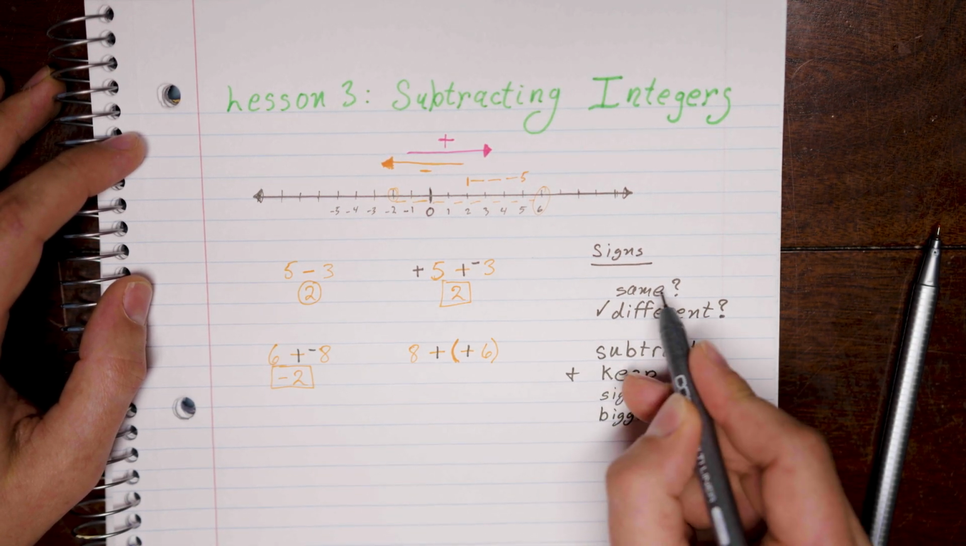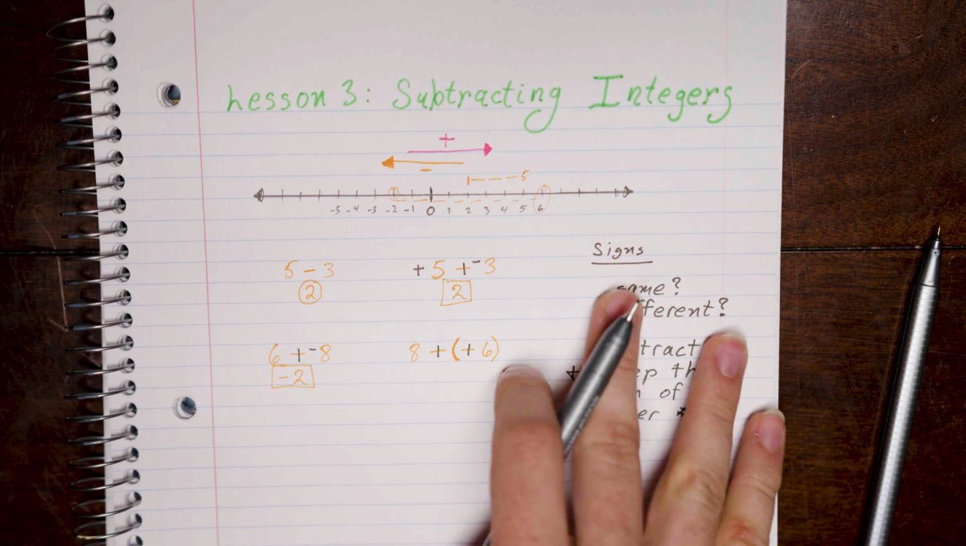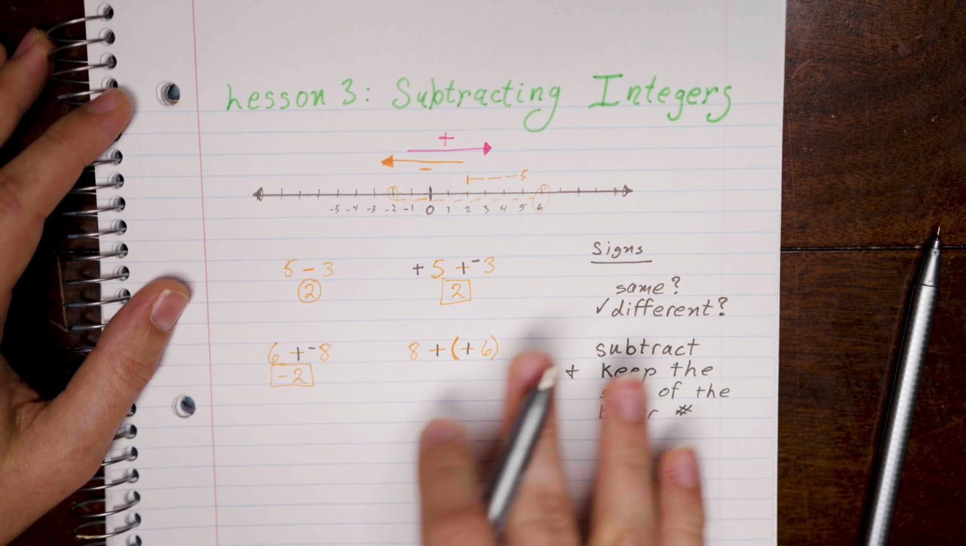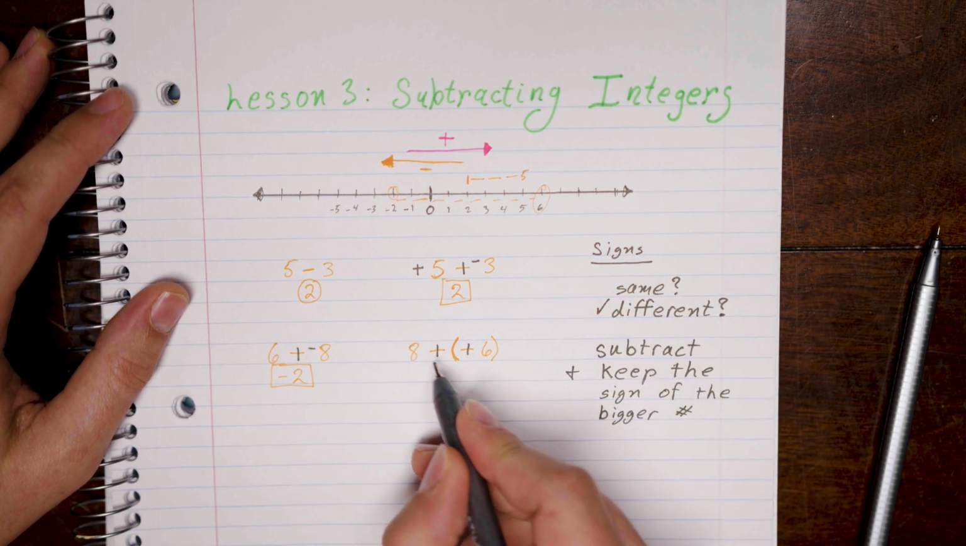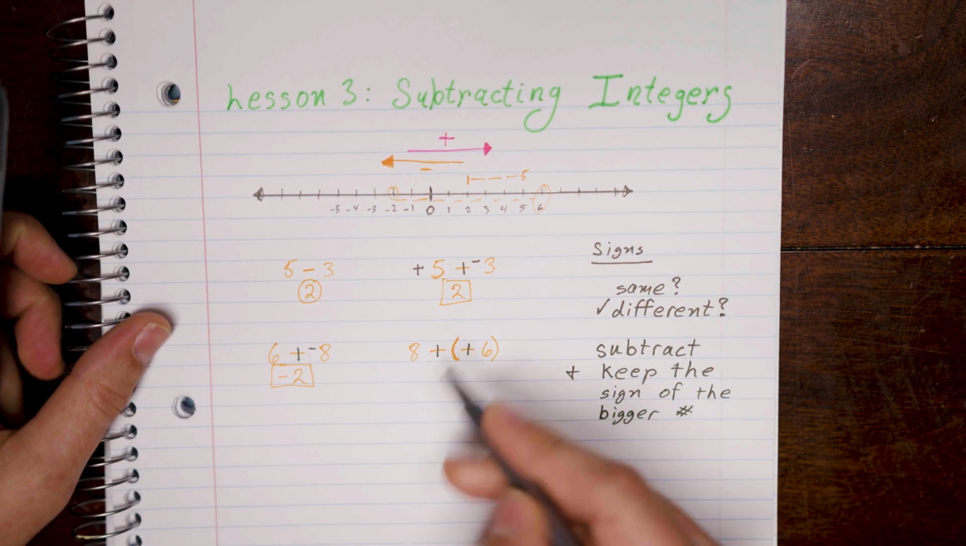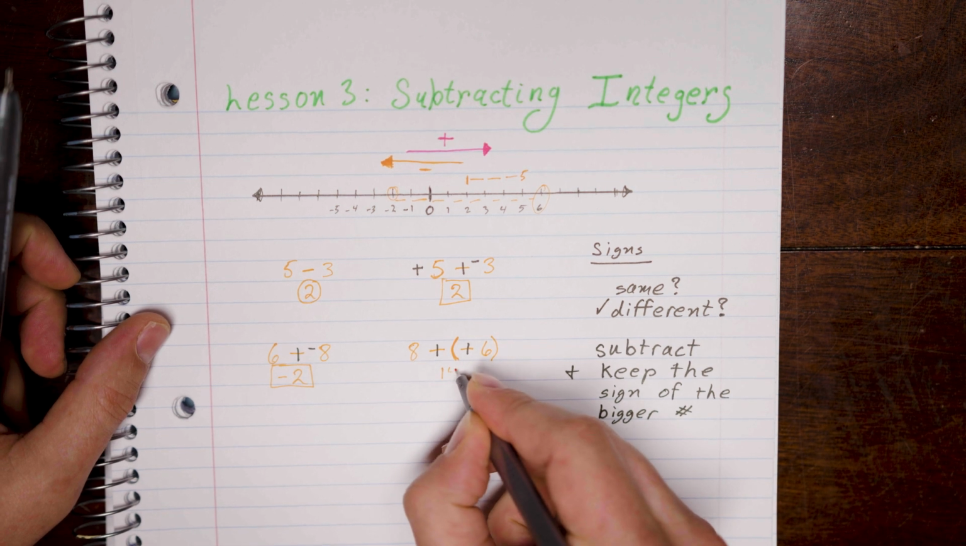So if they're the same, like we learned in our lesson 3, adding integers, we add and keep the sign that they both have, right? And so 8 plus 6, of course, is 14.